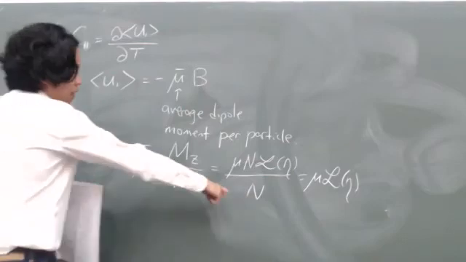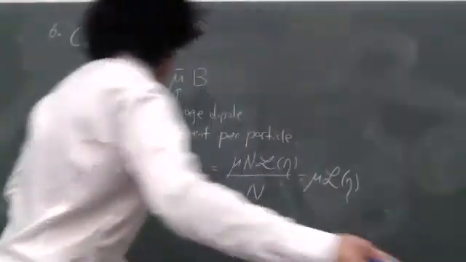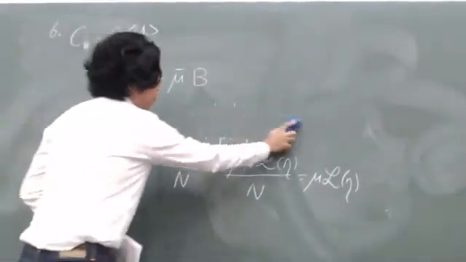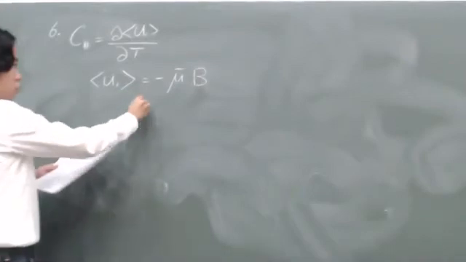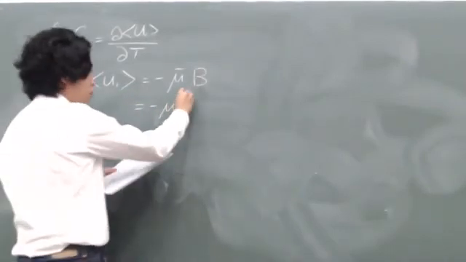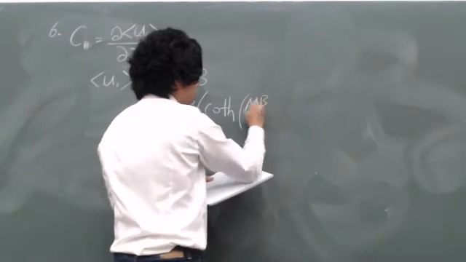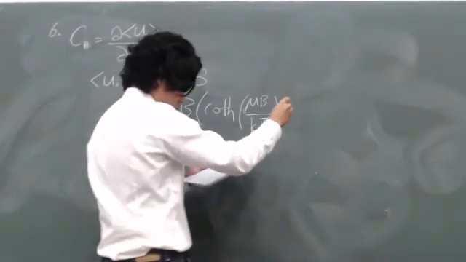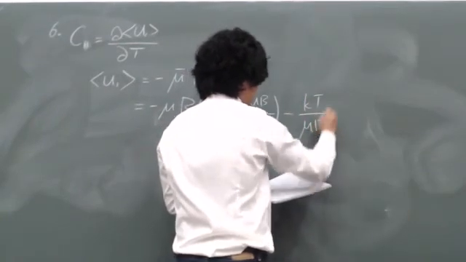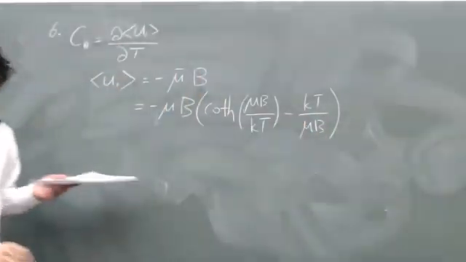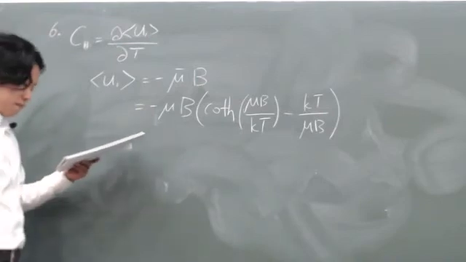Okay, so now that we got this and we know what the Langevin function is, we can just easily put it back into here. So this whole thing is just equal to minus mu B hyperbolic cotangent of mu B on kT minus kT on mu B. Looks a little bit different because I wrote kT explicitly instead of the beta, but it's the same thing as before. Okay, and that's it.